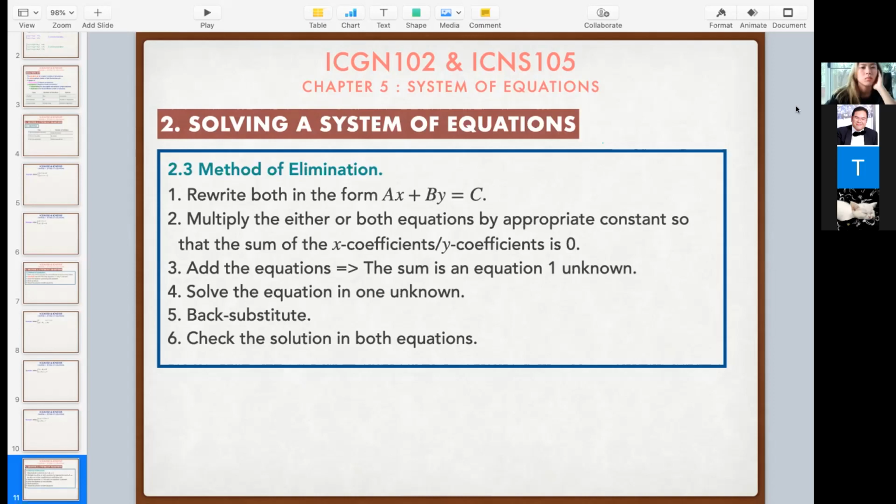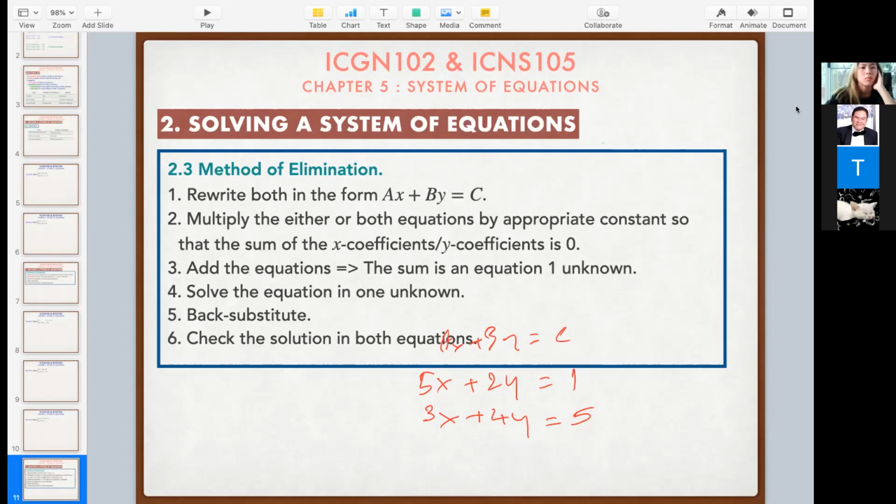For example, suppose we say that we have 5x plus 2y equals to 1 and the other one we have 3x plus 4y equals to 5, let's say. You can see that when we put them in the form ax plus by equals to c on both equations already, right? You can see that in here.